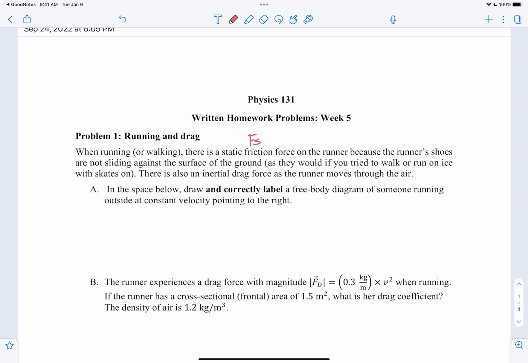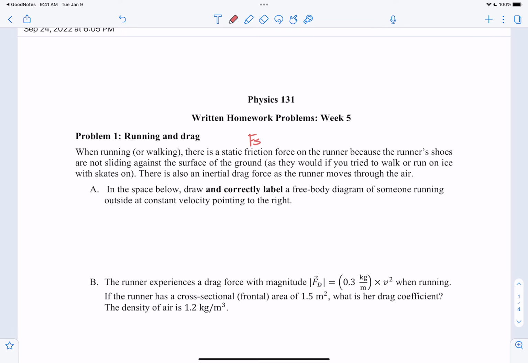So this kind of goes back to the idea of static friction force being the force that keeps you from slipping, right? So it kind of gives you that grip force on the ground, and that's why static friction force is applicable when you're driving a car too, because those tires kind of grip the ground, the road, right? It gives you static friction force that kind of propels you forward.